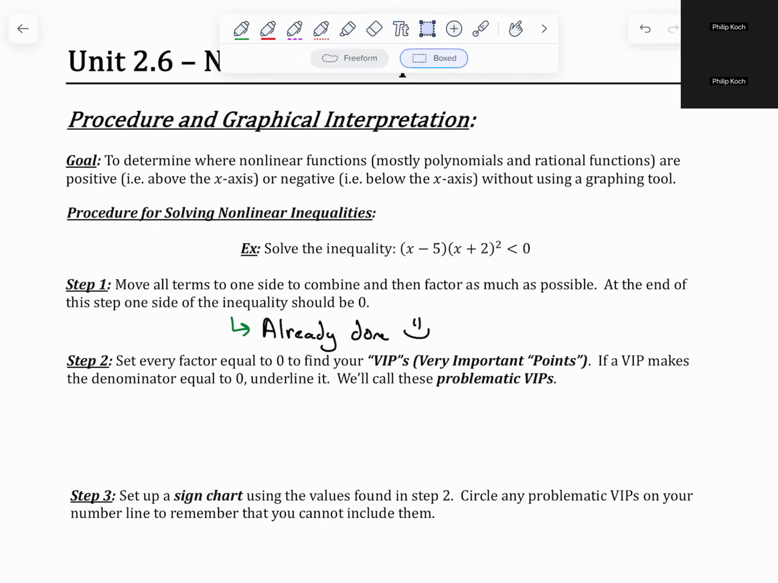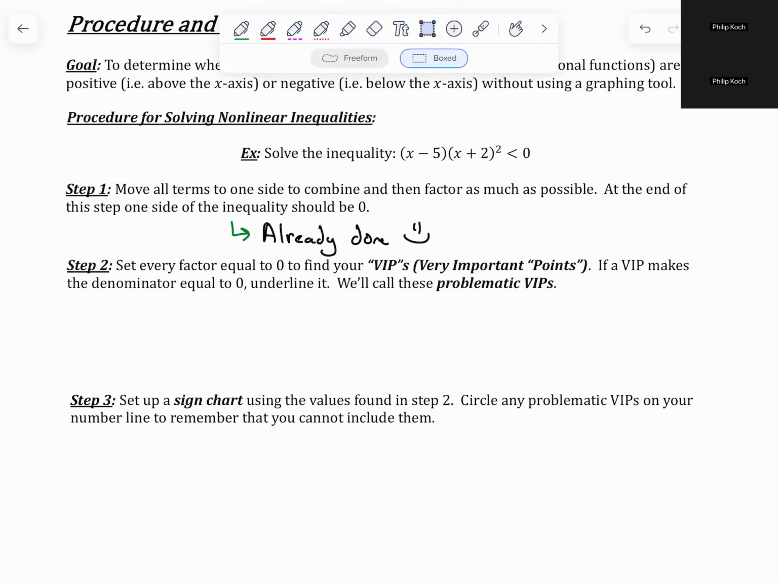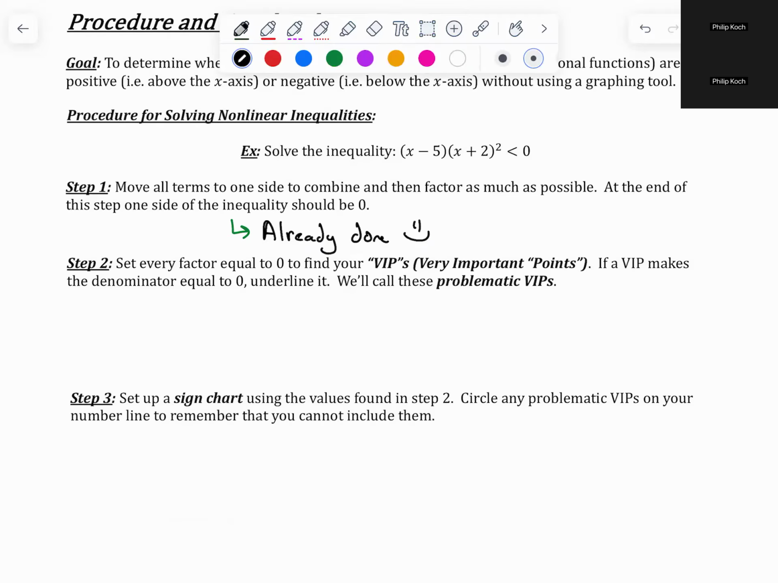So if a VIP makes the denominator equal to 0, underline it, highlight it, something, and call that a problematic VIP. We'll discover those more when we have an example. But in this situation, we have x minus 5 equal to 0, which gives us x equals 5. And then x plus 2 equals 0, which gives us negative 2. Those are my VIPs.